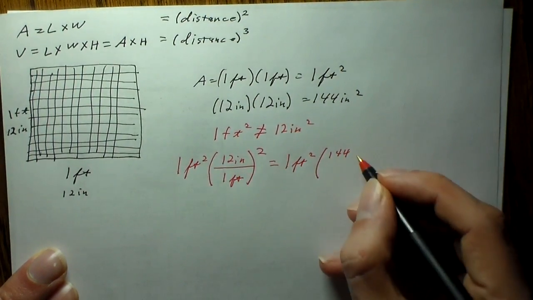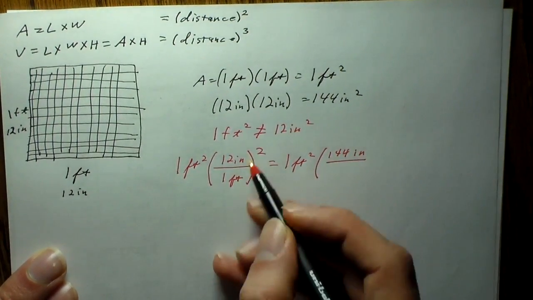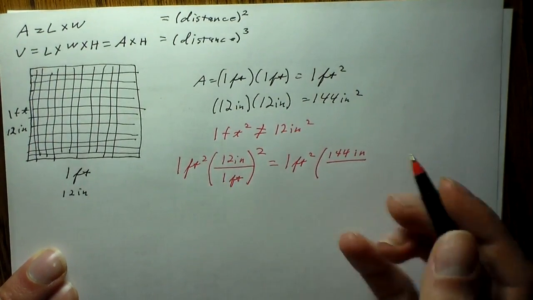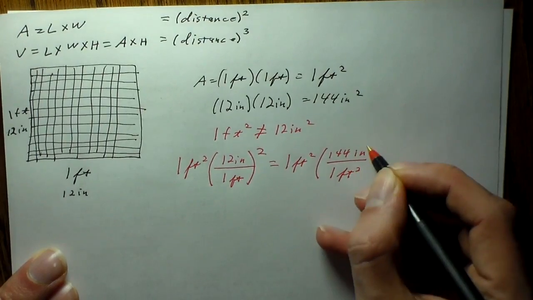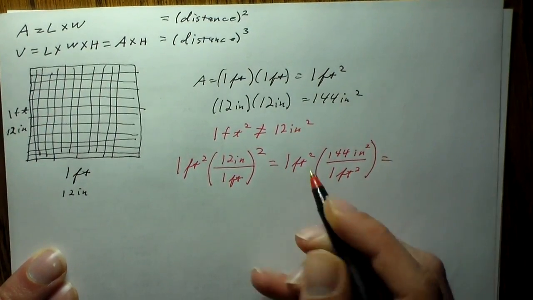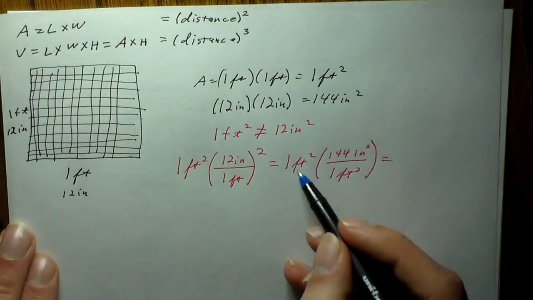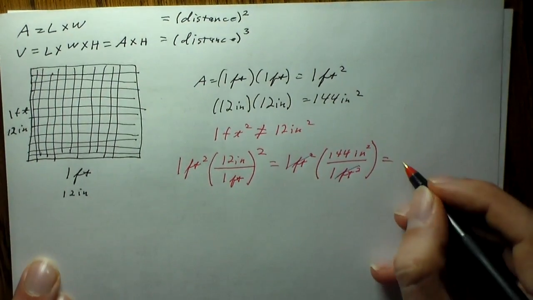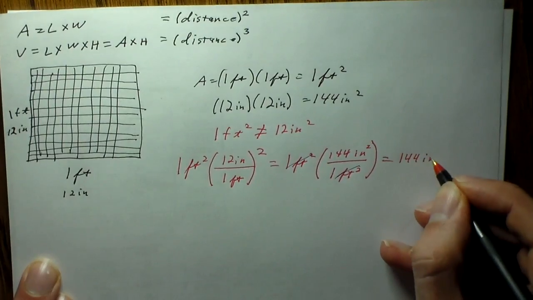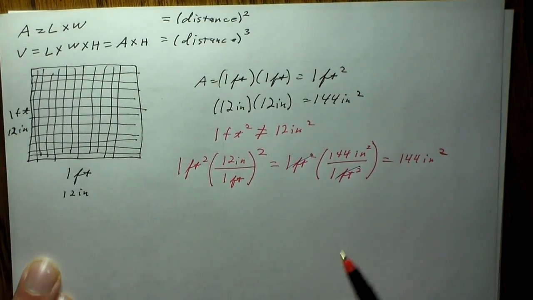Remember to square everything. Square inches. And then on the bottom, that's also going to be 1 squared, which is just 1. And then the foot squared. Squared. Now right here what happens, we have square feet. These cancel out with the square feet. And of course we're left with the 144 square inches like we expect.